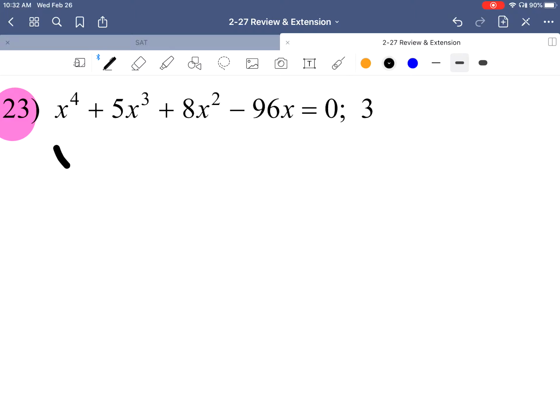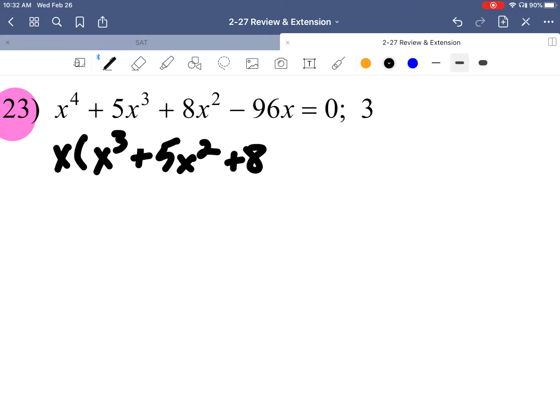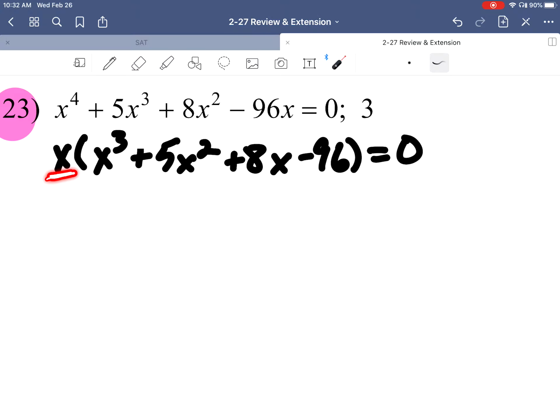So we're going to rewrite this equation as x times the quantity x cubed, because x to the fourth divided by x is x cubed, plus 5x squared, because 5x cubed divided by x is 5x squared, plus 8x, because 8x squared divided by x is 8x, minus 96, because negative 96x divided by x is negative 96. And close that parentheses, and it equals 0. So actually, we've already found that another one of our factors must be 0.